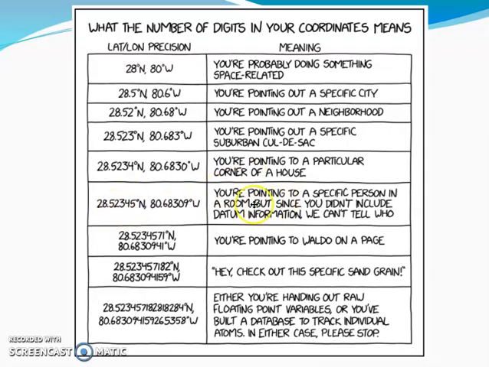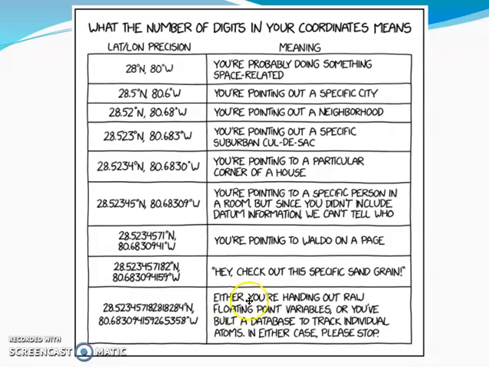When I go 5 places past the decimal, you're pointing out a specific person in a room, but since you didn't include datum information, we can't tell you who it is. But it's a specific person. And then, more places past the decimal, you're pointing to Waldo on a page. Think of how small Waldo is when you're looking in a Where's Waldo book. It gets kind of small. Or more places past the decimal: hey, check out this specific sand grain. Think of how small sand is. That many places we could find a specific grain of sand.